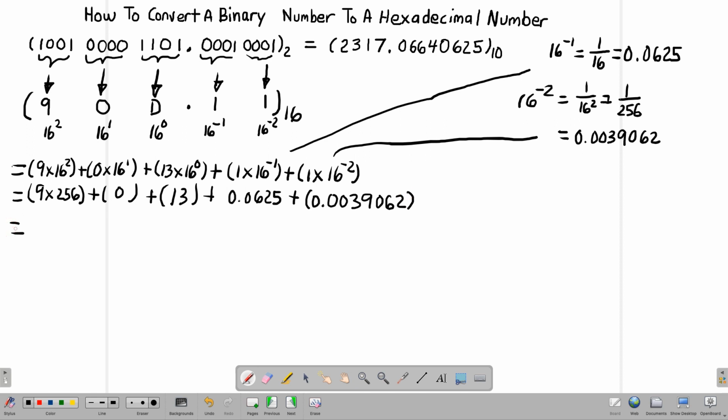We have the 9 times 256, which is really 2304. So we add 2304 plus 0 plus 13 plus 0.0625 plus 0.0039062, and it comes out to be this value in the decimal system, 2317.0664, and this is what we wanted to show.